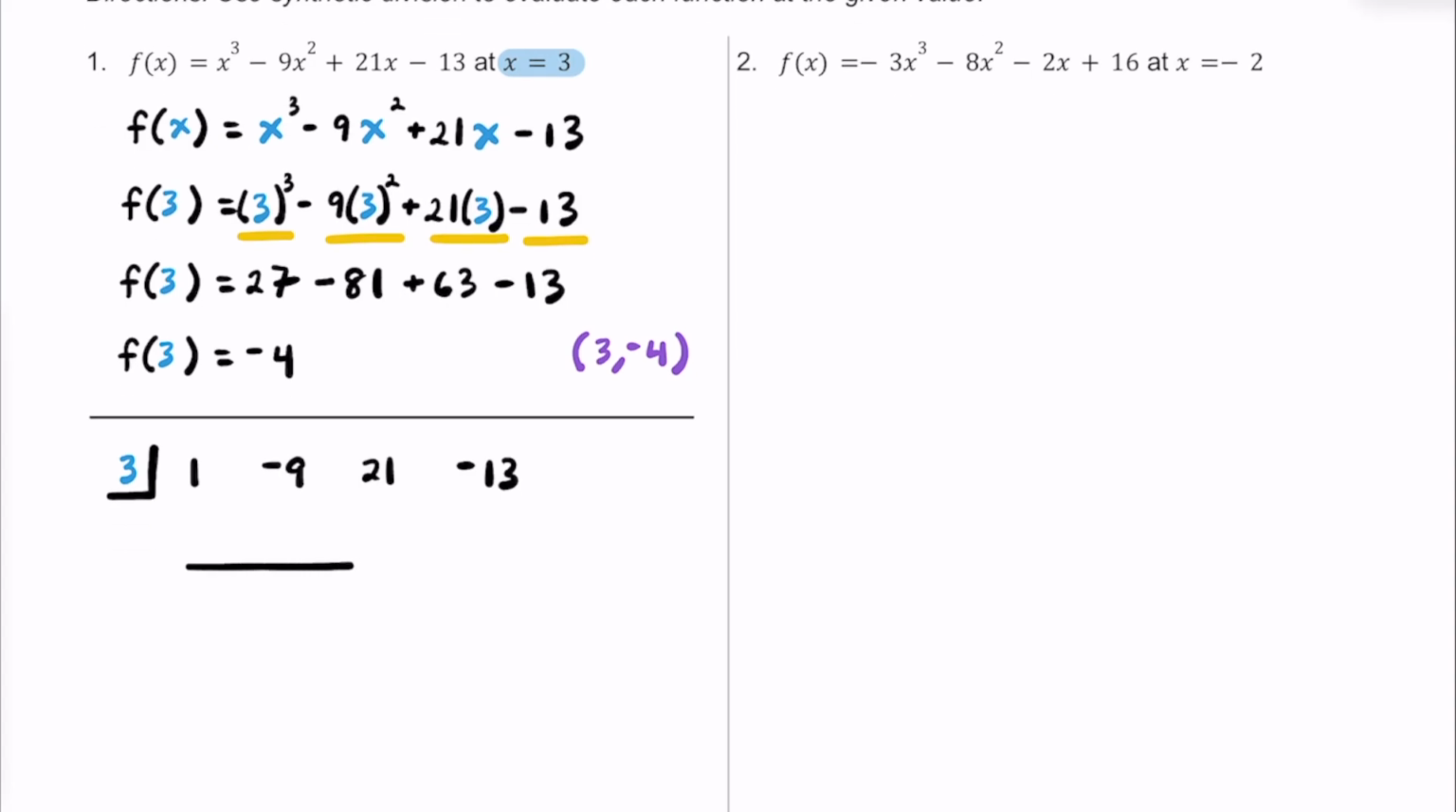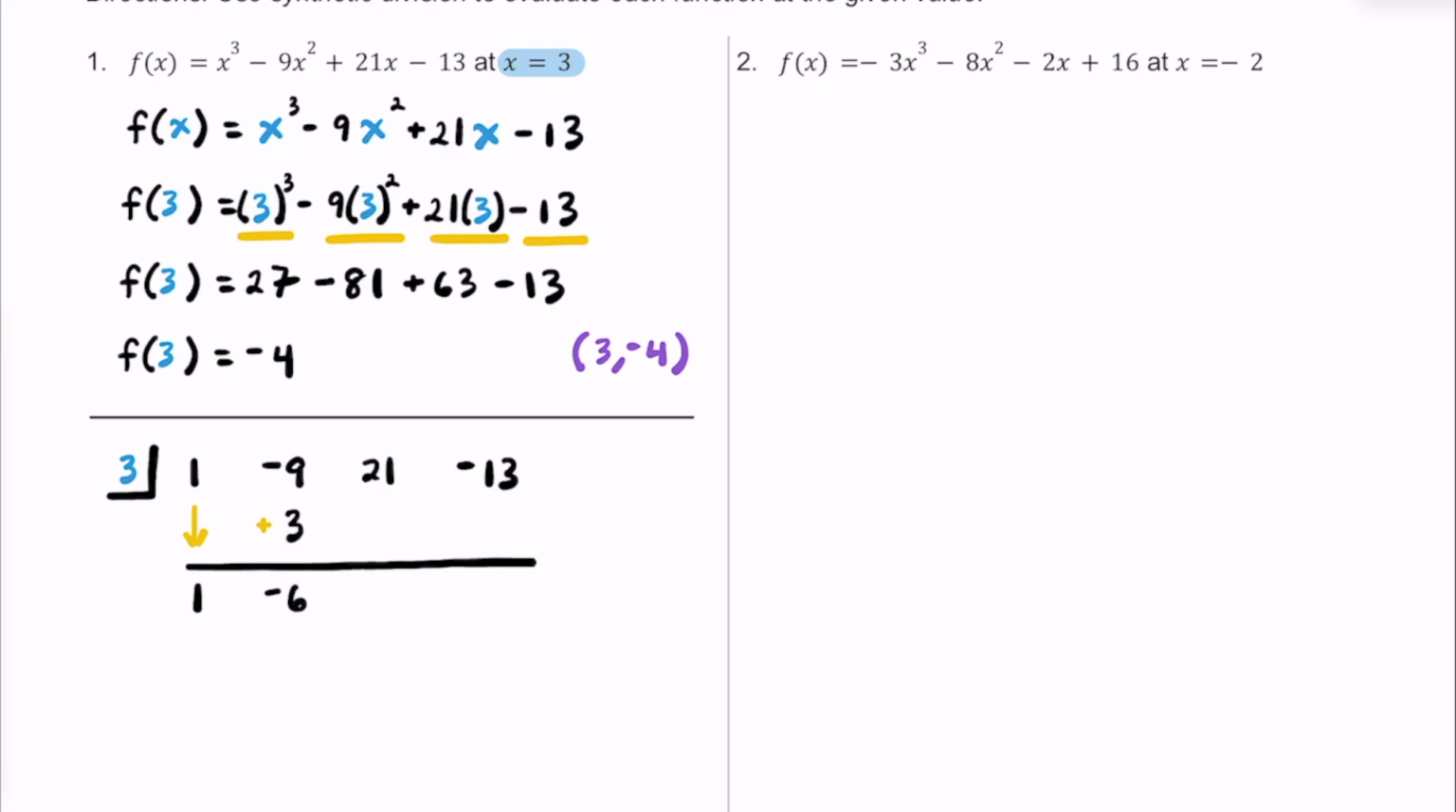Next, we're going to draw a line across here. First thing we're going to do is bring this first number straight down. So the 1 is just going to come straight down. Then you're going to take this 3 on the side, multiply it by this 1, and that's going to be 3. We're going to put that right underneath this negative 9. Next, what we're going to do is add this column together. So negative 9 plus 3, that's going to equal negative 6.